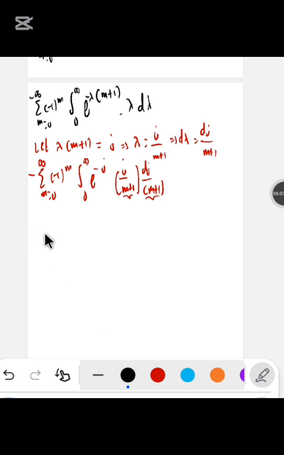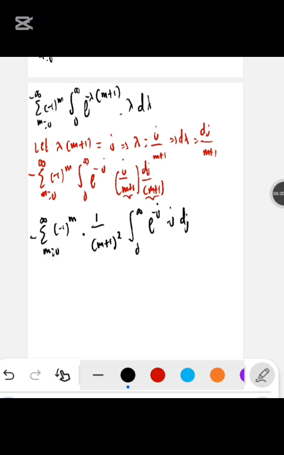So this becomes a negative sum of m from 0 to infinity of minus 1 raised to the power of m. So we can bring out 1 over m plus 1 to the second power, since this and this multiply together, we have m plus 1 to the second power. Then multiply by the integral from 0 to infinity of e raised to the power of negative j multiplied by j dj.